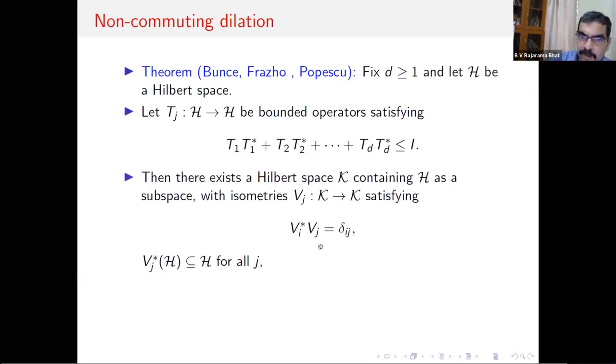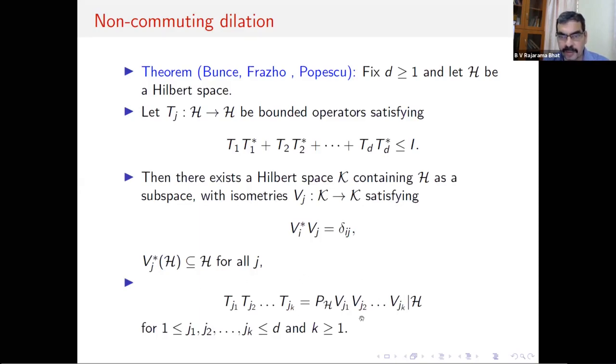Then you dilate them to isometries with orthogonal ranges. In the non-commuting case, you don't ask for commuting Vj's, but we need some property. If you don't put any property on the isometries, it's very easy to get a dilation. But the right property is that they have orthogonal ranges, that is, Vi star Vj is delta ij. So you dilate a tuple T1, T2, ..., Td as V1, V2, ..., Vd with orthogonal ranges, and that is possible whenever this condition is satisfied. All copies of T you should be able to recover by corresponding products of Vj's. There is a minimal isometric dilation like this, and it is unique up to unitary equivalence, as long as T1, ..., Td forms a row contraction.